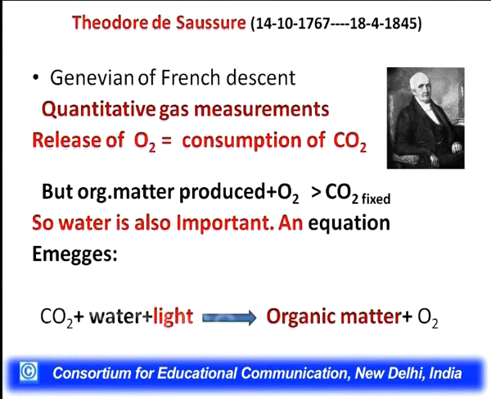And to give it a scientific credibility, none other than the famous scientist, a Genevian of French descent, Theodore de Saussure, even made quantitative gas measurements. His results may be true even today, but the interpretation is entirely different. He found that the release of oxygen was equal to the consumption of carbon dioxide. Fine. But he also gave an idea that the organic matter produced plus oxygen was much greater in value than the carbon dioxide fixed. So how could carbon dioxide alone account for the formation of the entire biomass?